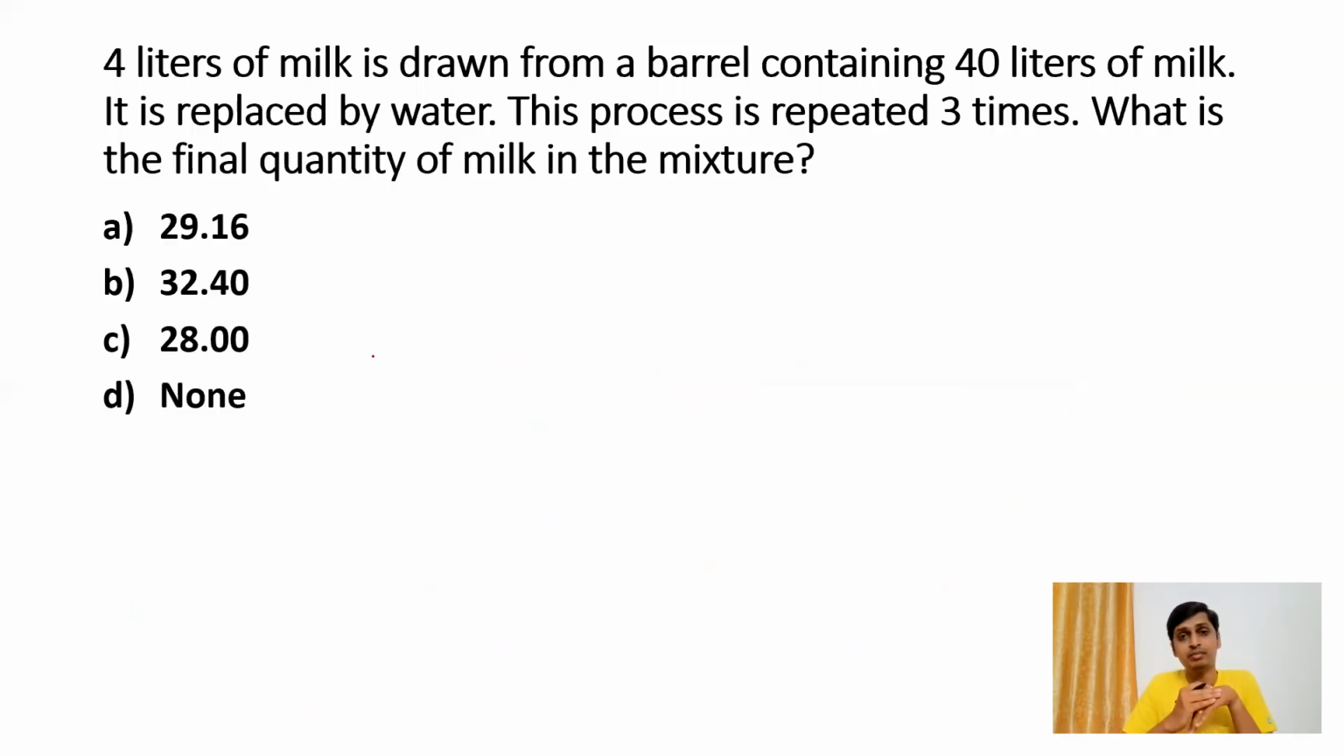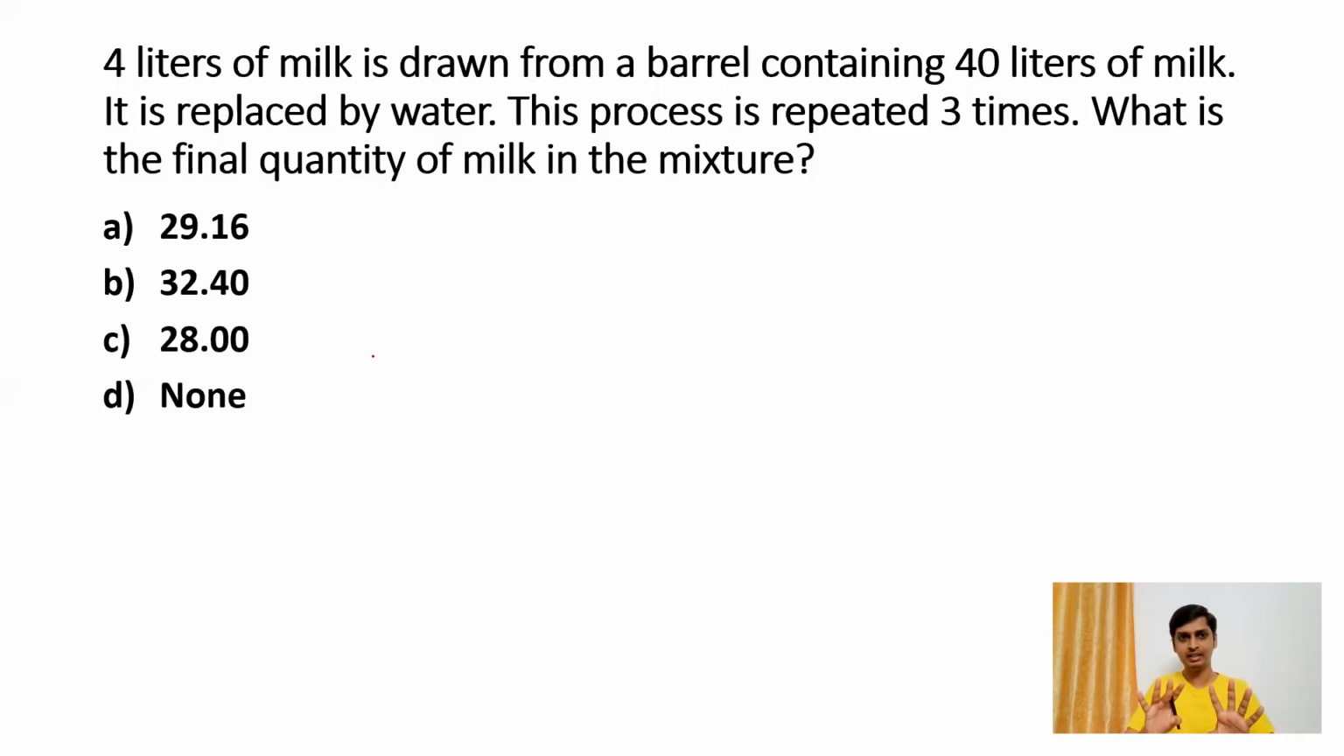Yes, so another question from mixture and alligation, that is removal and replacement. 4 liters of milk is drawn from a barrel containing 40 liters of milk. It is replaced by water. This process is repeated 3 times. What is the final quantity of milk in the mixture? And again, in this question, many students faced issues, right? They selected the wrong answer. They know how to work, but they don't know which option to choose.